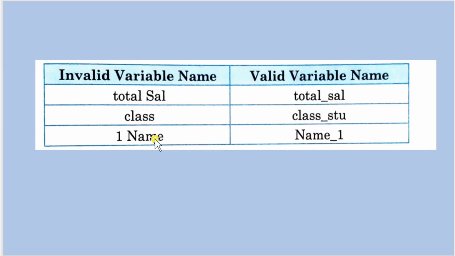If you write class, it is an invalid variable name. Class underscore stu, for student you can write stu. This is a valid variable name. Name with a space in between is an invalid variable name. You can write name underscore 1 as a valid variable name.